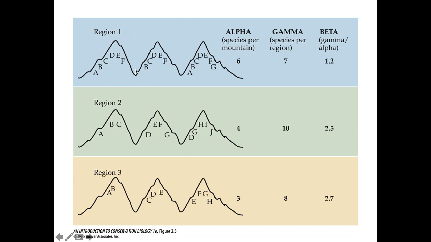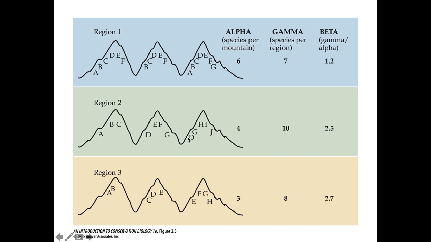So the gamma diversity is the whole region, and all 3 of these mountains are in the same region. And the beta diversity is 1.2. So that's pretty low. It means that most of the mountains share the same species, though they're not exactly the same. Region 2, the green region here, has lower alpha diversity.